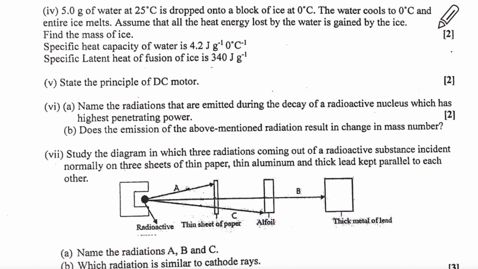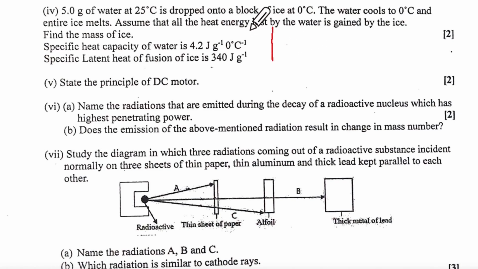Five grams of water at 25 degrees Celsius is dropped onto a block of ice at 0 degrees Celsius. The water cools to 0 degrees Celsius and the entire ice melts. Assume that all the heat energy lost by the water is gained by the ice. Find the mass of ice, given the specific heat capacity and latent heat capacity.